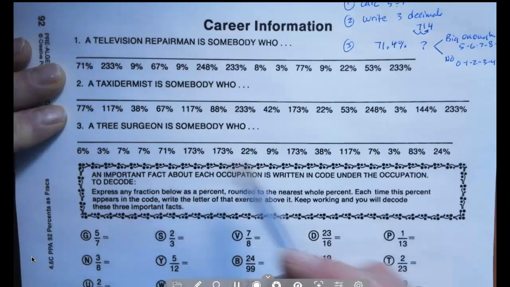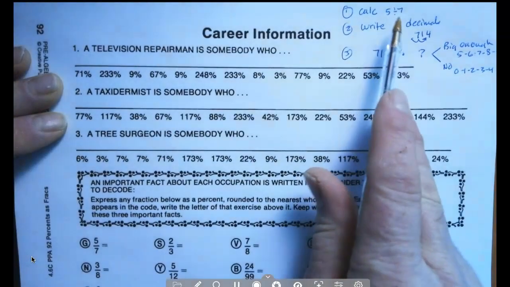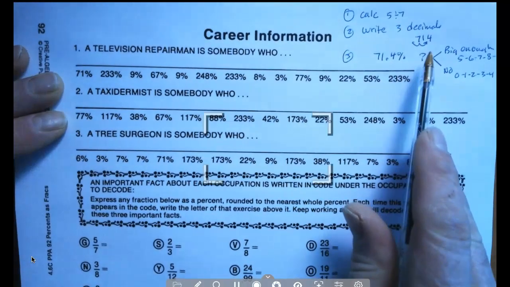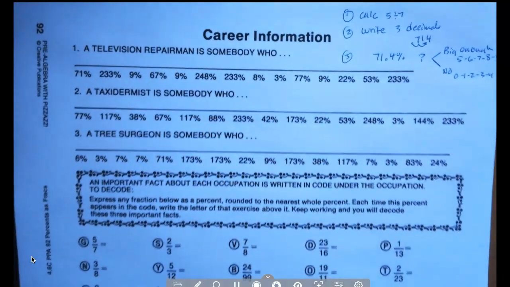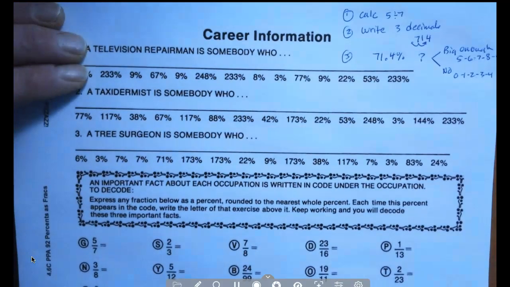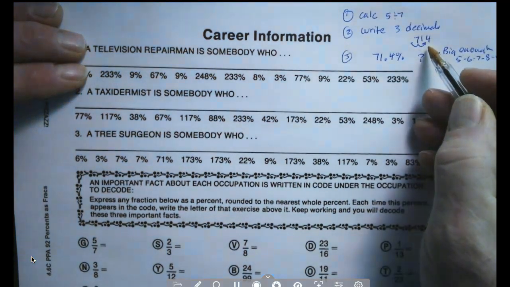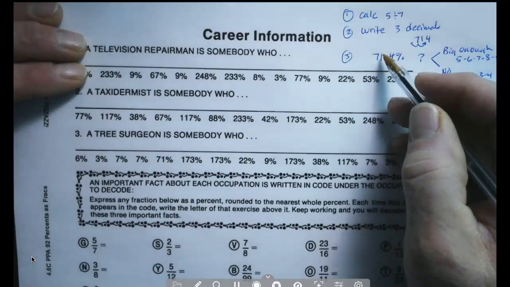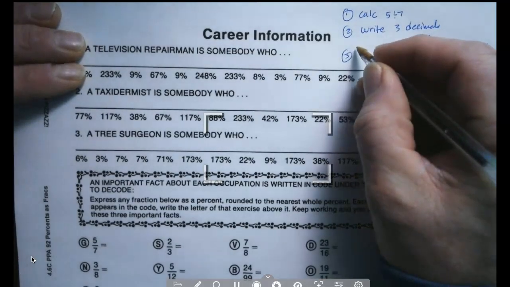The first thing you do is you just take and put 5 divided by 7 into your calculator. When you do that, you're going to get 0.714 and a whole bunch of numbers. The second step is to write those first 3 digits. So I wrote 0.714. Third move is you move the decimal.